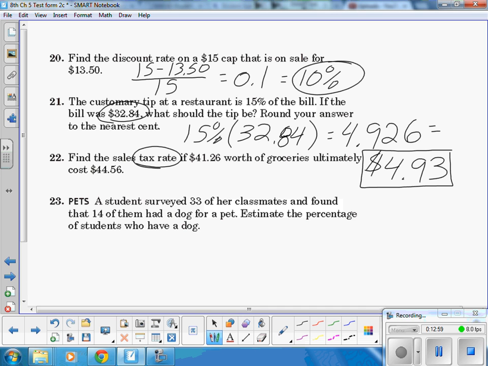Number 22, find the sales tax rate if $41.26 worth of groceries ultimately costs $44.56. Again, I'm looking for the tax rate. Just like in number 20, I was finding the discount rate. So that means I'm finding the percent change.